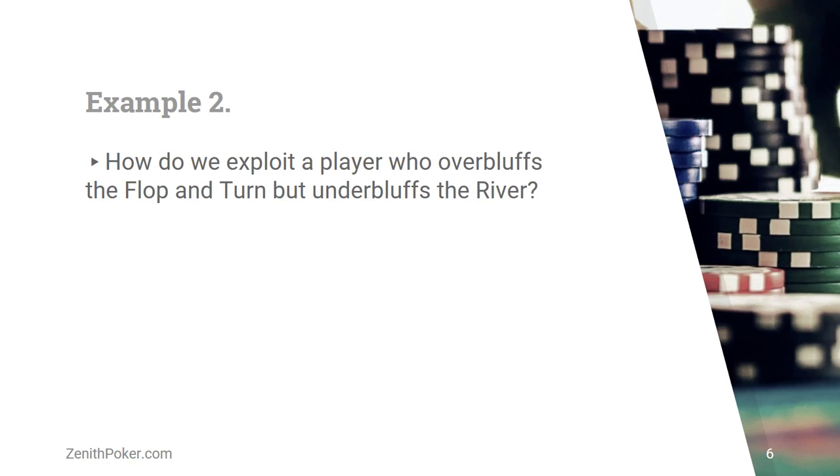So we have a read on this player, and we think it's a very strong read, and we think that the player overbluffs the flop and the turn, but then underbluffs on the river. So what kind of exploits are you going to make against this player? We're going to keep calling down and fold to the third barrel on the river, for example.